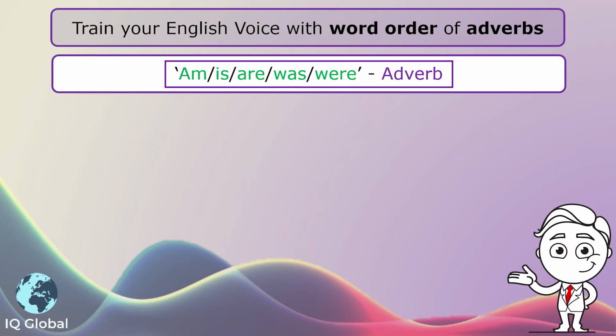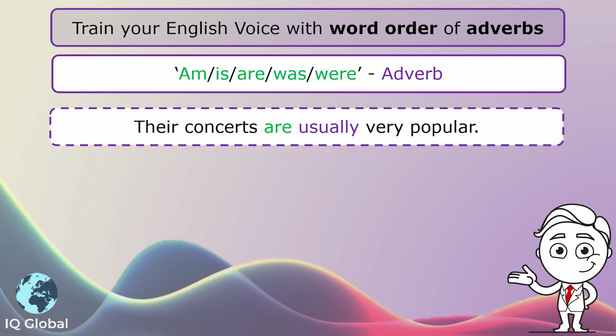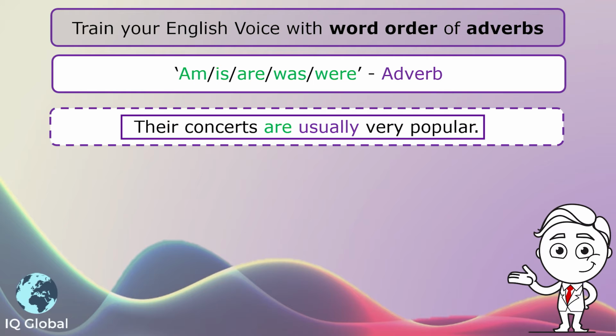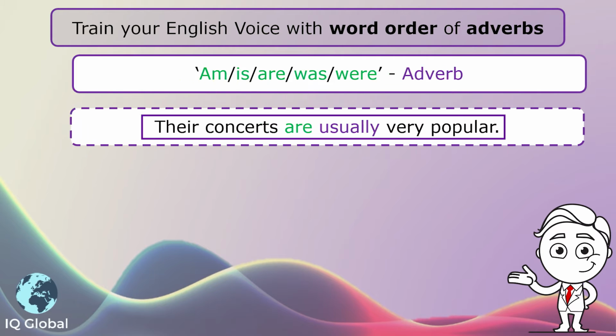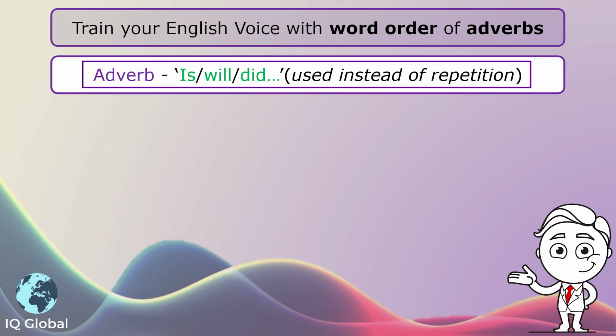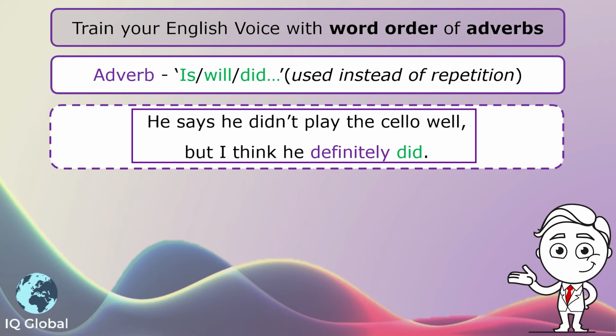Am, is, are, was, and were come before the adverb. Their concerts are usually very popular. Adverb, then, is, will, did, used instead of repetition. He says he didn't play the cello well, but I think he definitely did.